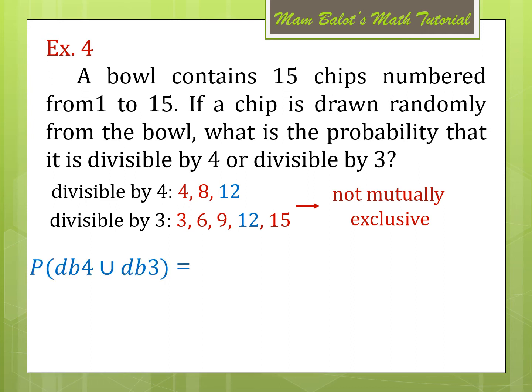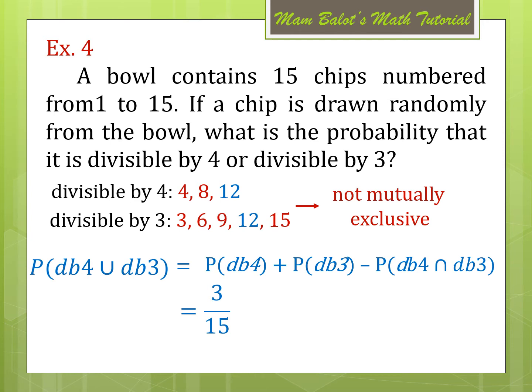Applying again our formula, the probability of divisible by 4 union divisible by 3 is equal to the probability of divisible by 4 plus the probability of divisible by 3 minus their intersection. The probability of divisible by 4 is 3 over 15 since we have 3 numbers, plus the probability of divisible by 3 is 5 over 15, minus their intersection which is 1 over 15 since we have only one number common to both of them. So 3 plus 5 minus 1 is equal to 7 over 15.